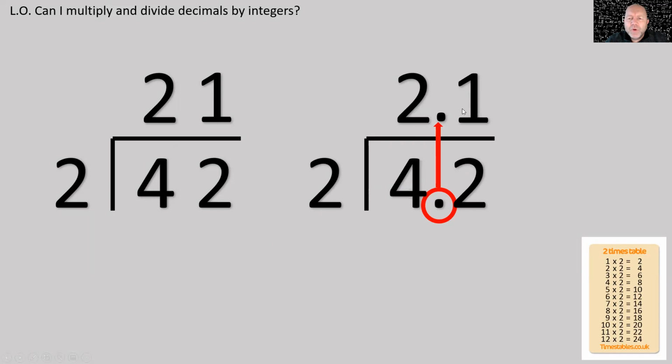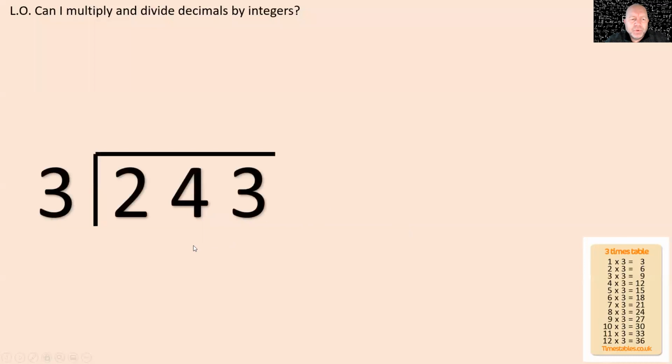So our answer is 2.1. So apart from the decimal point, the method is exactly the same, nothing to be scared of. Okay, again, slightly bigger example.